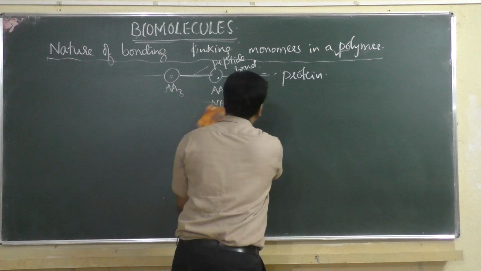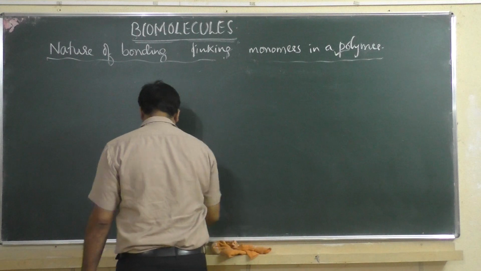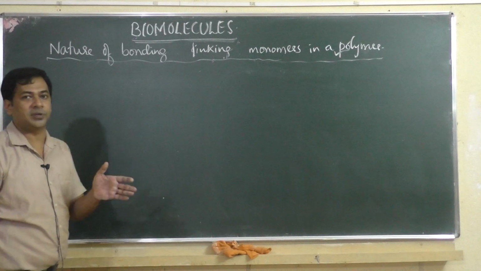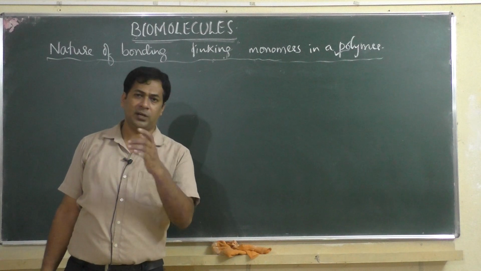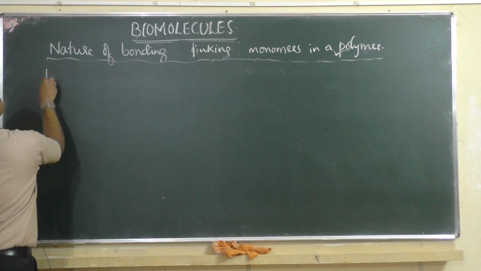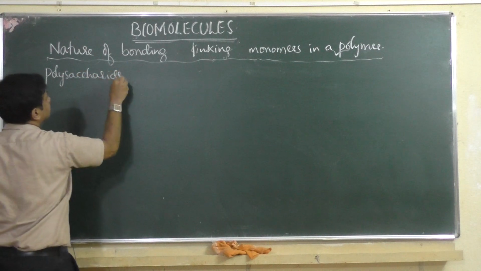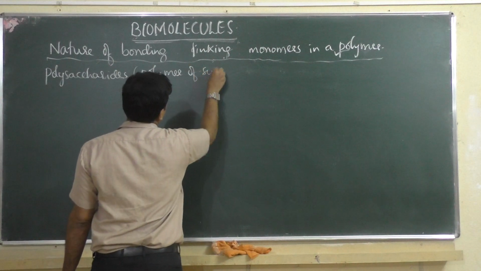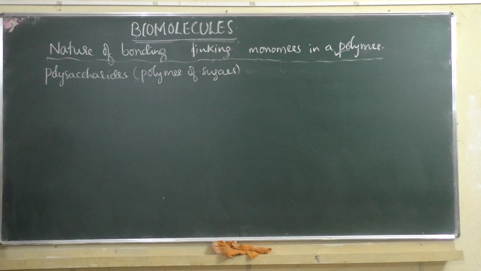Then what about sugars? Like polysaccharides we have learned, which is a carbohydrate produced by joining of many sugars, like glucose, glucose, glucose many times, or fructose, fructose, fructose many times. If fructose, fructose, fructose joins and becomes a long chain, it is called inulin. Already you have learnt it, no? Suppose you take the example of polysaccharides, which is a polymer of sugars. Many sugars join and become a polymer, and the nature of bond formed is the glycosidic bond.